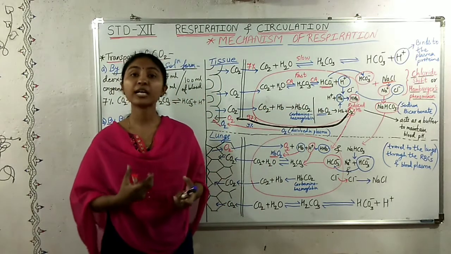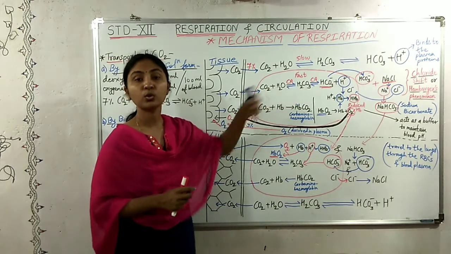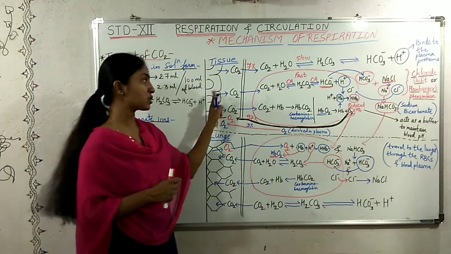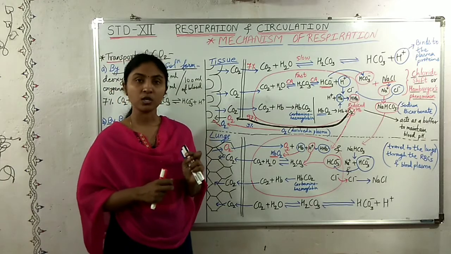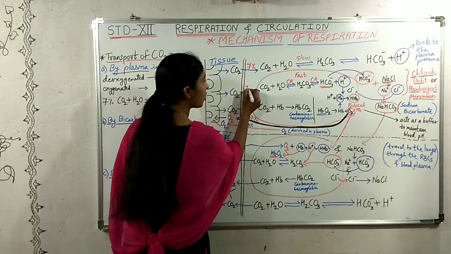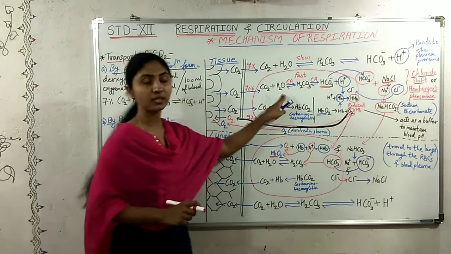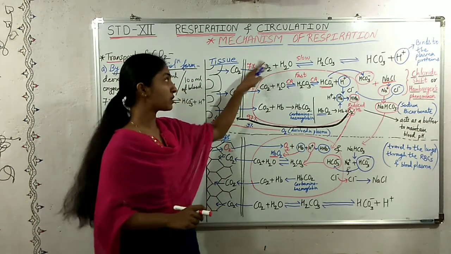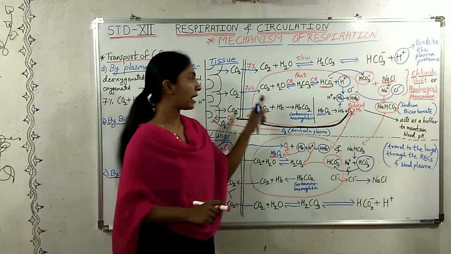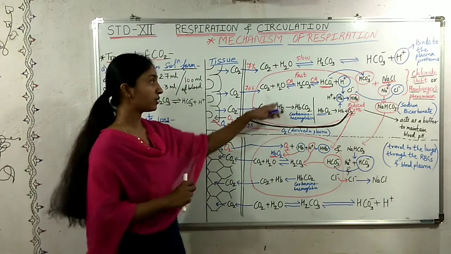Now this carbonic anhydrase helps the RBCs to take up to 70% of the carbon dioxide which is released by the tissues. So out of 100, 70% of carbon dioxide is transported by the RBCs and 7% is transported by the blood plasma in solution form.